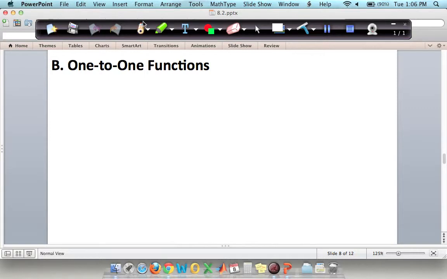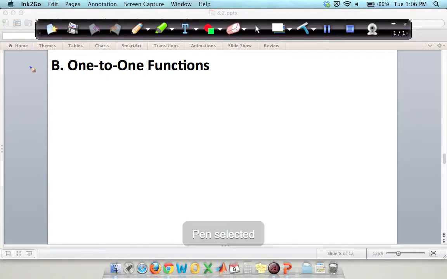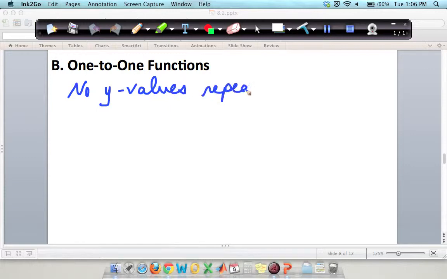So last time we talked about what a function was, and you can look over all those notes. Remember we did the vertical line test, no x values repeat. A one-to-one function means not only do the x values not repeat, but no y values repeat. So remember, it's already a function, or it has all the rules of a function, but in addition, no y values repeat. And the way to see if a graph is a one-to-one function is to use the horizontal line test. So for functions, we had the vertical line test. For one-to-one functions, we have the horizontal line test.